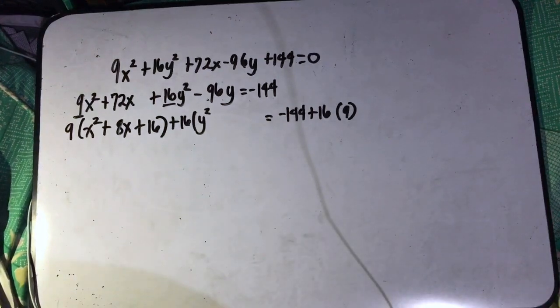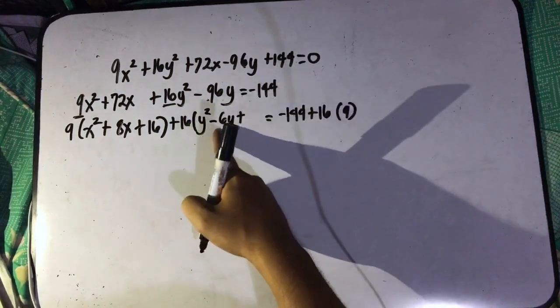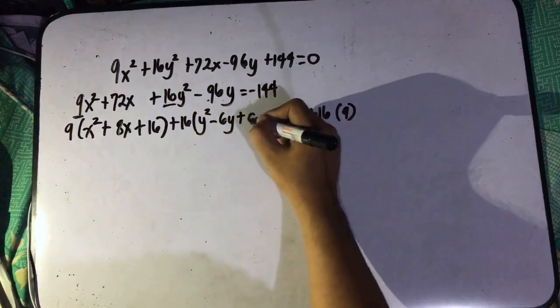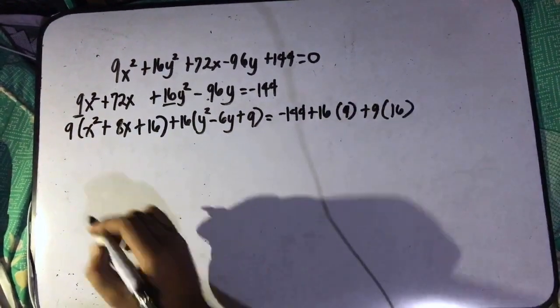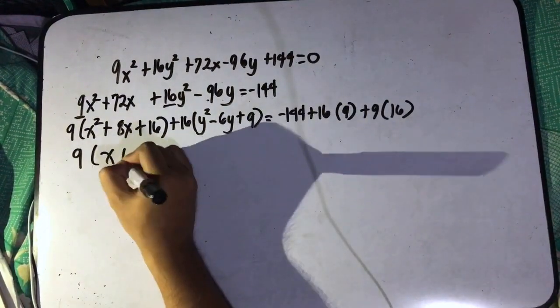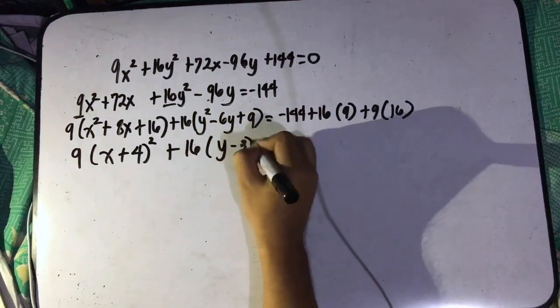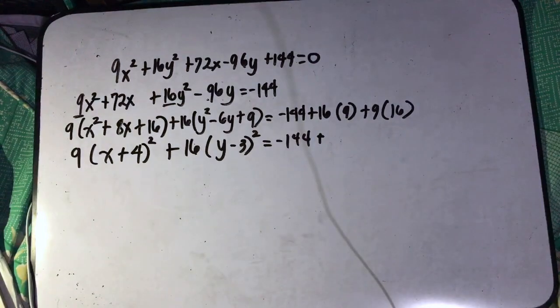And what is negative 96 divided by 16? Negative 96 divided by 16 will give us an answer of negative 6. Negative 6y plus, complete the square, negative 6 divided by 2 is negative 3 squared. That would be 9. So, plus 9 times the factor, which is 16. So, simplifying, get the factors, and this becomes 9 times the quantity x plus 4 squared plus 16 times the quantity y minus 3 squared is now equal to negative 144 plus, what is 16 times 9?